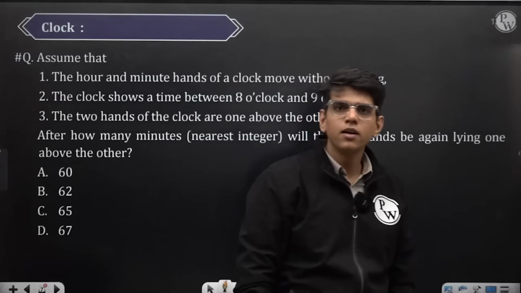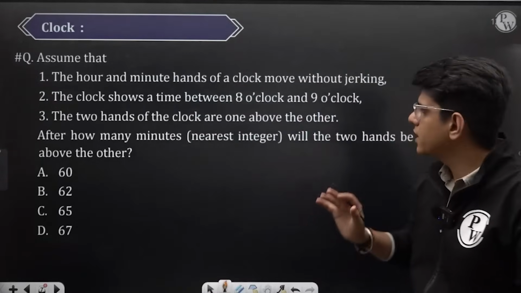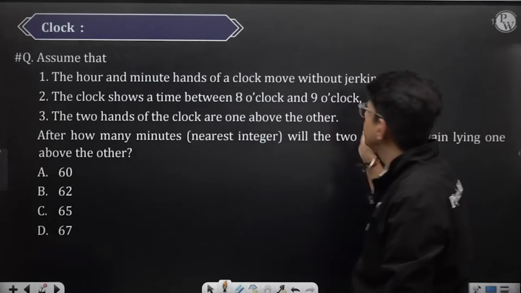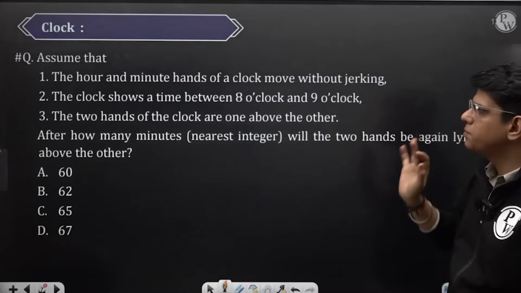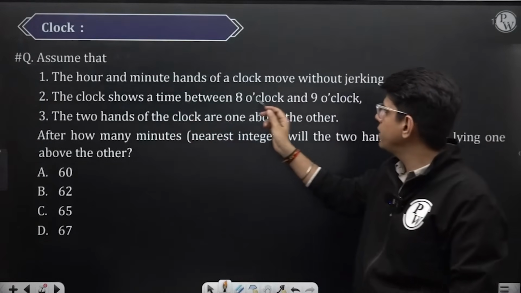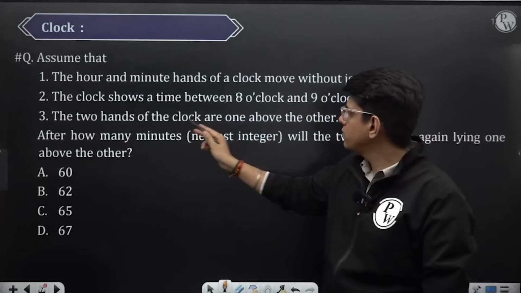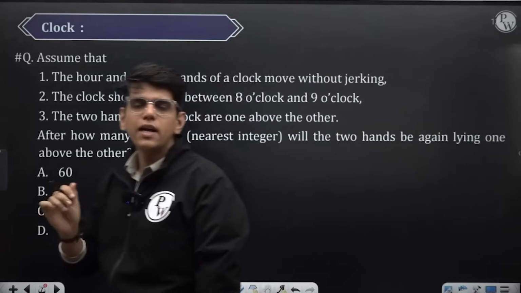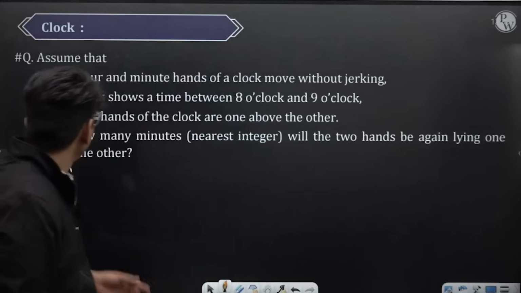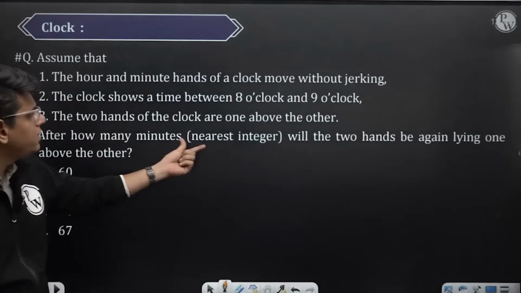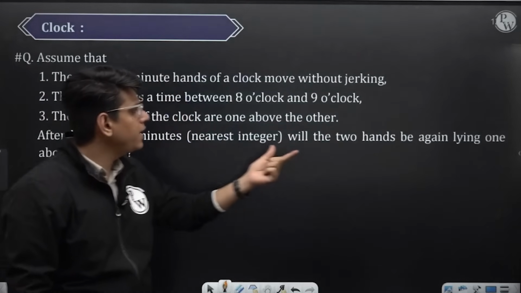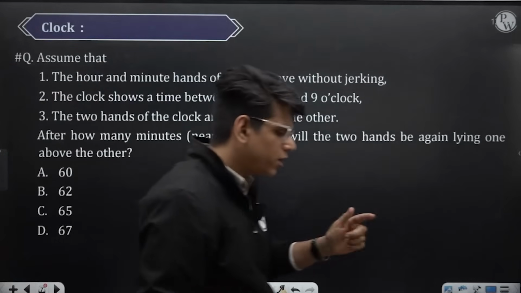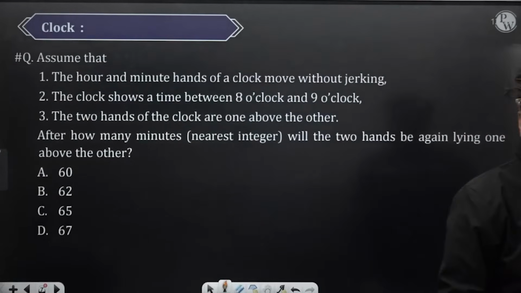Next, we have to see questions from clock. This is important. Okay? So here, one specific type of question is asked, where if the hour hand and the minute hand of the clock move without jerking, meaning there is a perfect clock. The clock shows a time between 8 and 9 o'clock. The two hands of the clock are one above the other. At this instant between 8 and 9, both the hands are at the same place. Okay. After how many minutes, nearest integer, will the two hands be lying one above the other again? Meaning, what is the next time when both the hands will be together again?